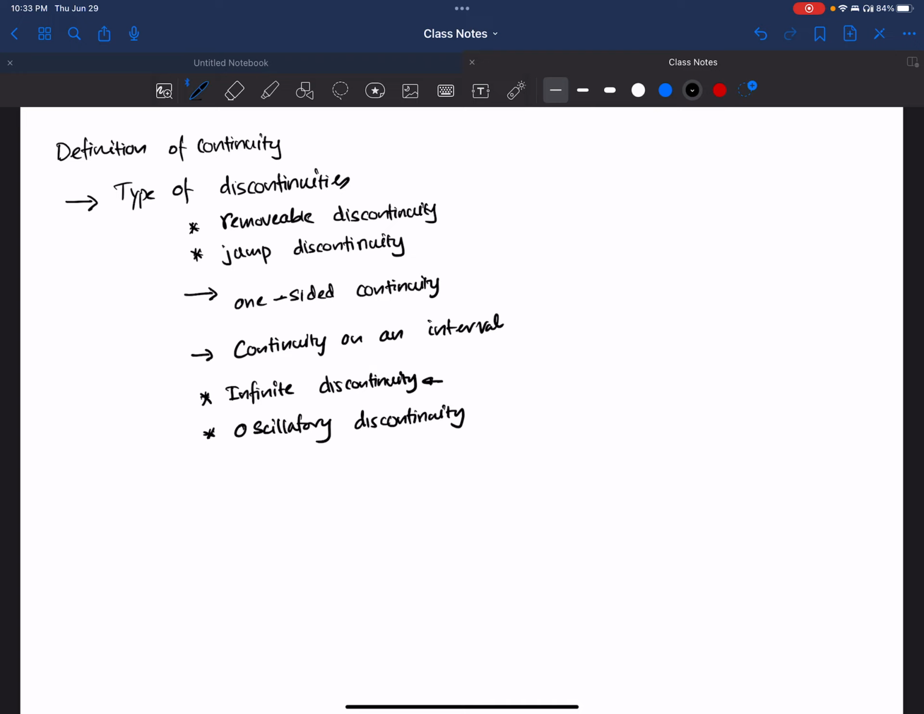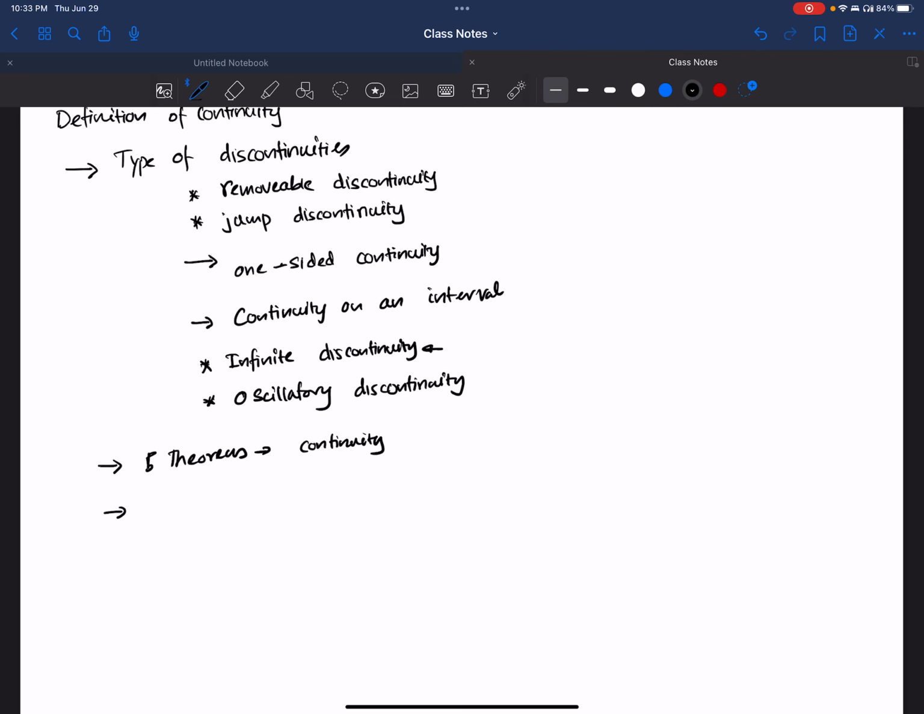And then we're going to learn five theorems important in continuity. And then finally, we learn that if the function is continuous, then it is easy to evaluate limits. So we can evaluate limits using continuity.